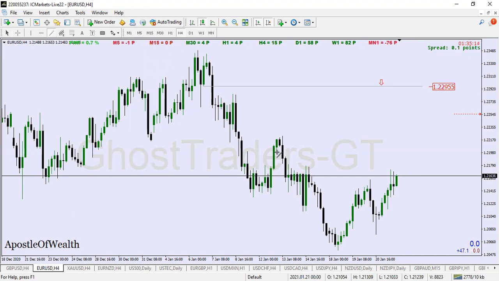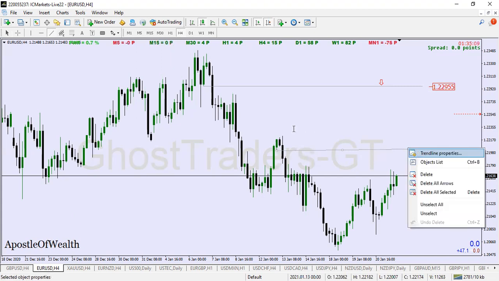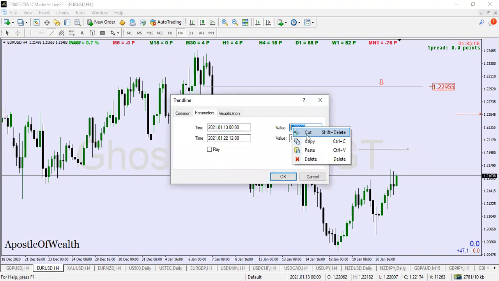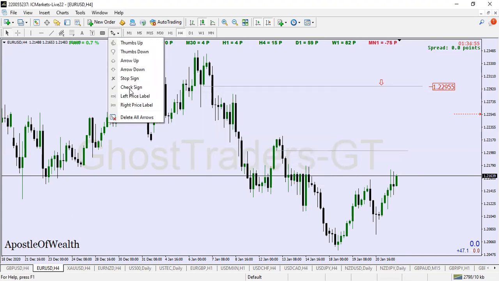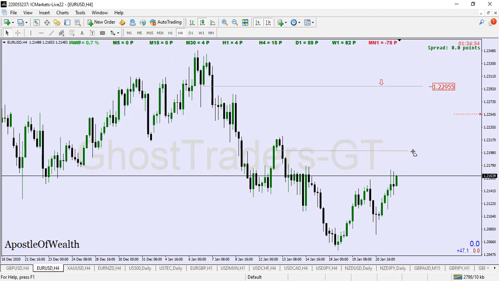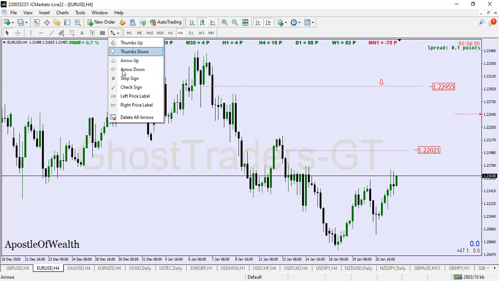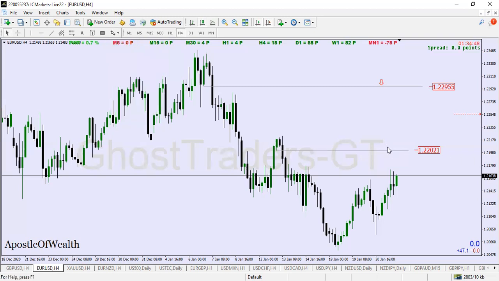and then again here, we have something that we can use as a point of reference. If you look here, you can see that price is nearly approaching this level. So these are significant levels here.